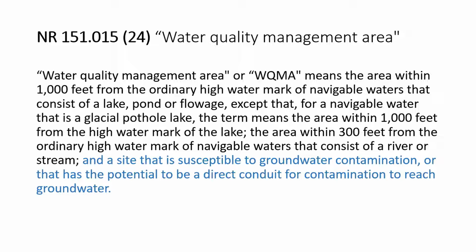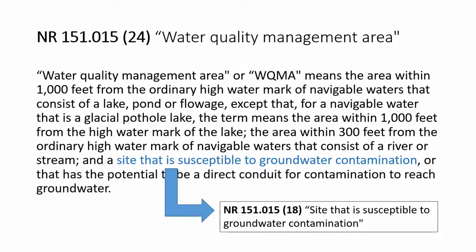Okay, we're going to transition to a different definition. Amy already touched on water quality management area, or WQMA. I highlight in blue here the portion that refers to groundwater. And here we have reference to a site that is susceptible to groundwater contamination or potential to be a direct conduit for contamination to reach groundwater. And that brings us to the fourth definition, if we could advance to the next slide, related to site that is susceptible to groundwater contamination.